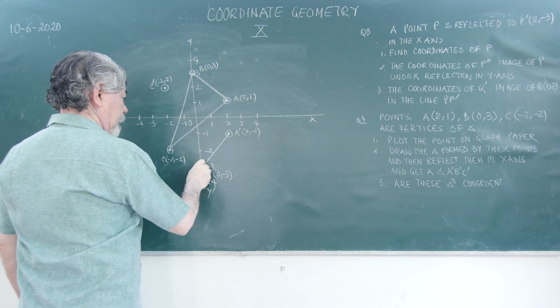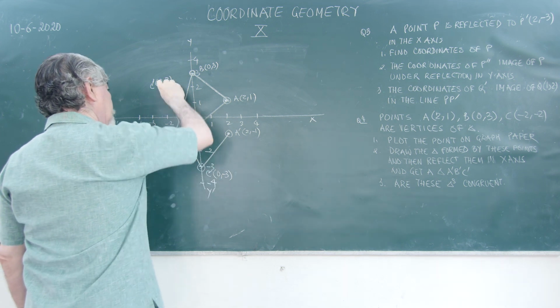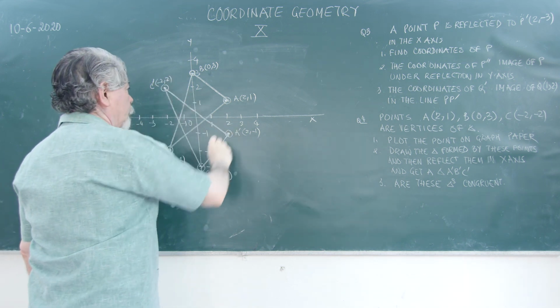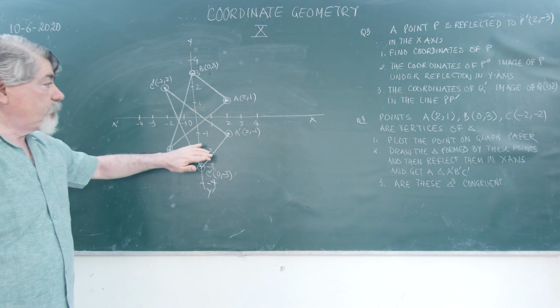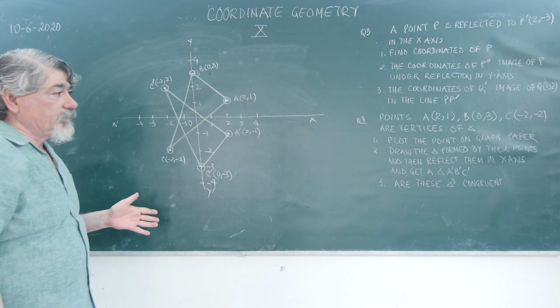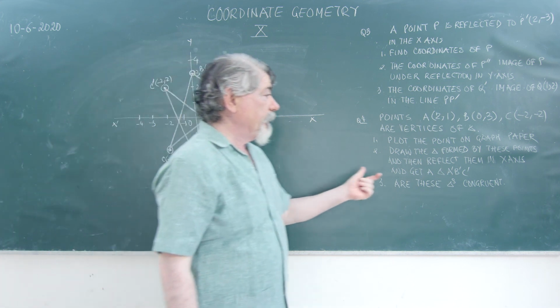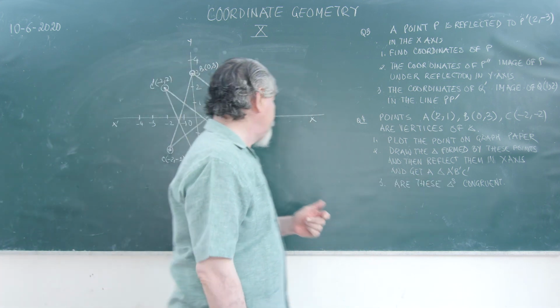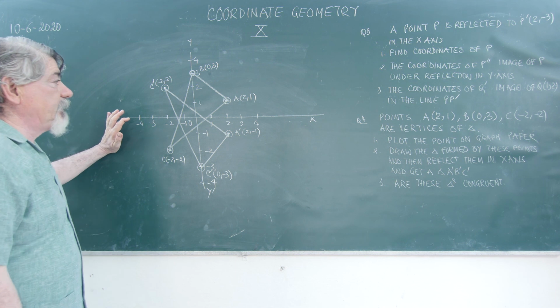Now join A dash to B dash, B dash to C dash and C dash to A dash. So you've got the reflection of this triangle in the x-axis. I've got the triangle A dash, B dash, C dash.